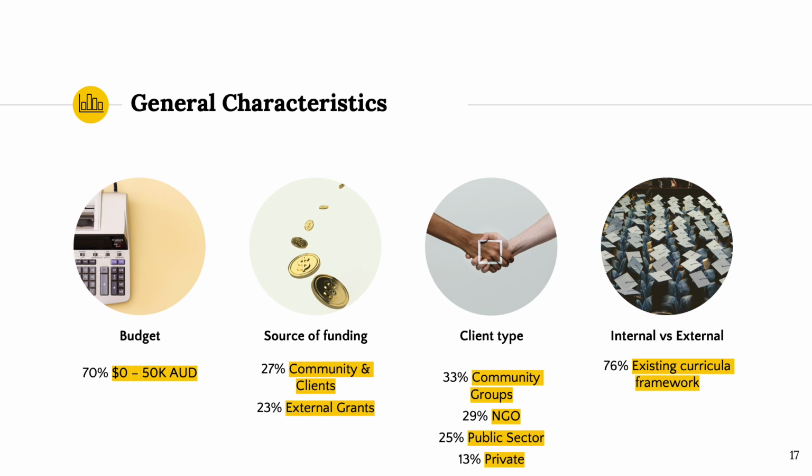The source of this funding was also widespread and included income from the community and clients, 27%, and external grants, 23%. The type of live project clients included community groups, 33%, NGOs or social enterprise groups, 29%, public sector, 25%, and private, 13%. No commercial clients were reported. Live projects also tended to operate within existing curricular frameworks, 76%, with 3 respondents noting projects were either run as paid or unpaid voluntary courses.